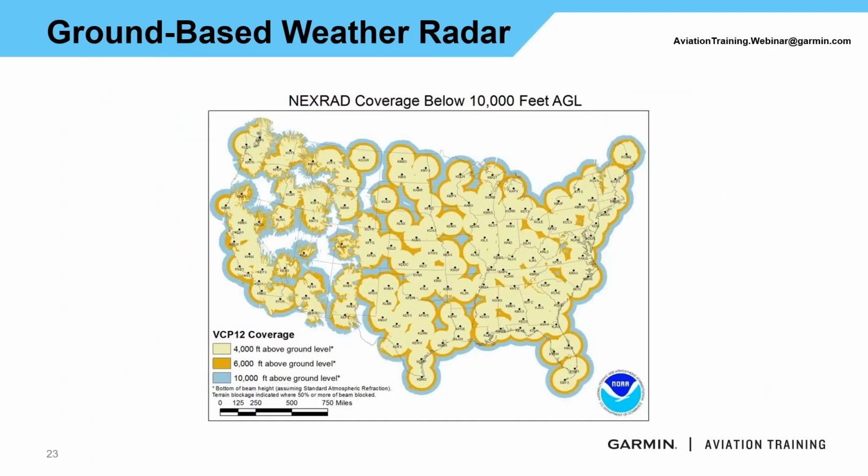NEXRAD coverage in the US below 10,000 feet. We can see we have pretty good coverage everywhere in the United States except for more of the mountain range areas. So radar is not going to be able to penetrate through ground or mountains, so there's not going to be coverage everywhere.